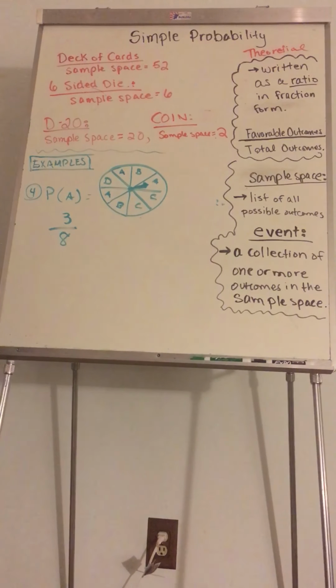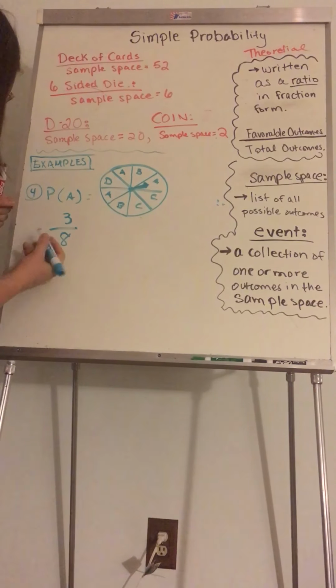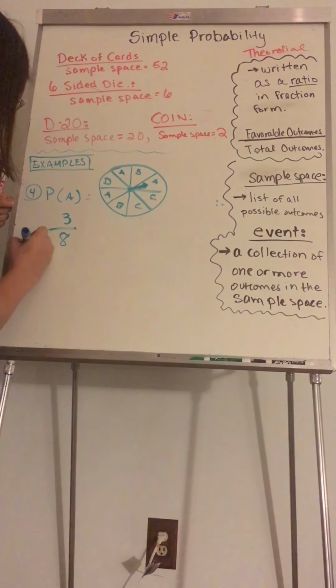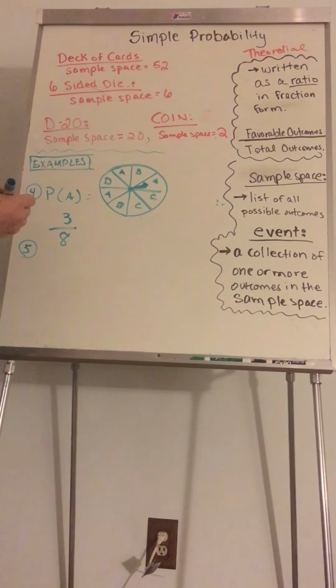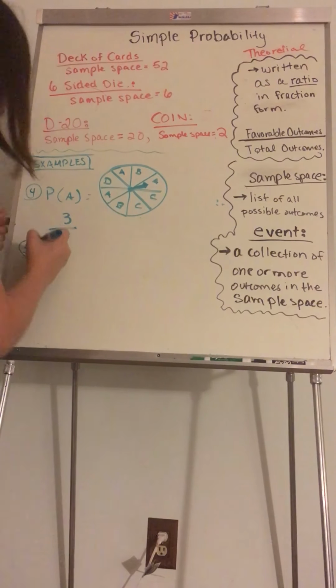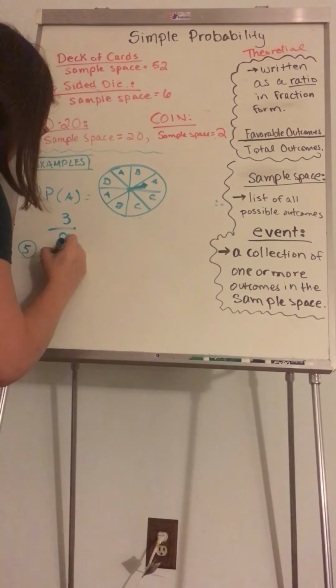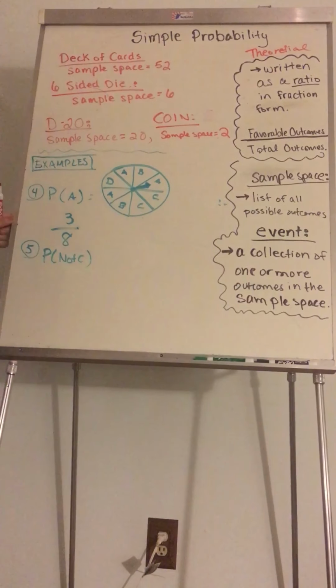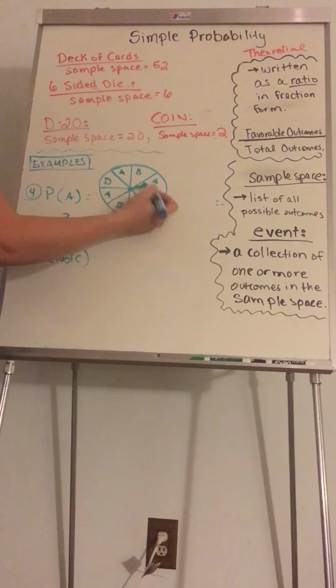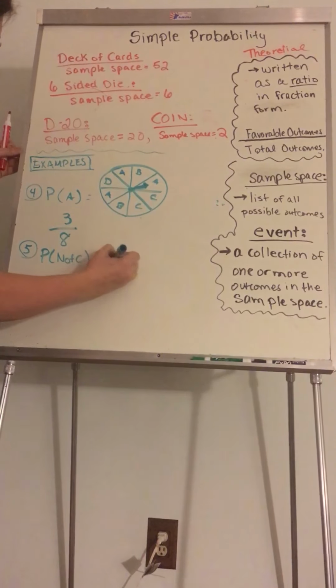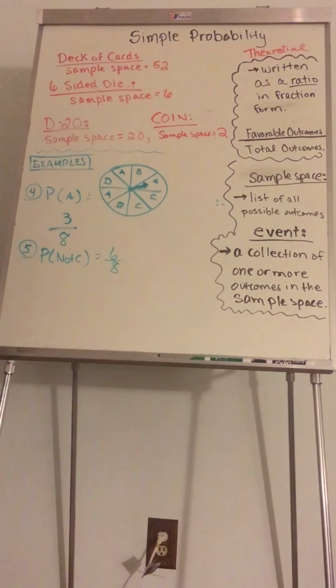Okay. And then let's do another one. Say I asked you this question: what is the probability of not spinning a C? Okay, so the probability of not getting a C, not C. That means every other option there. So we have 2 C's, so that means there's 1, 2, 3, 4, 5, 6. So there's a 6 out of 8 chance of spinning something other than a C.